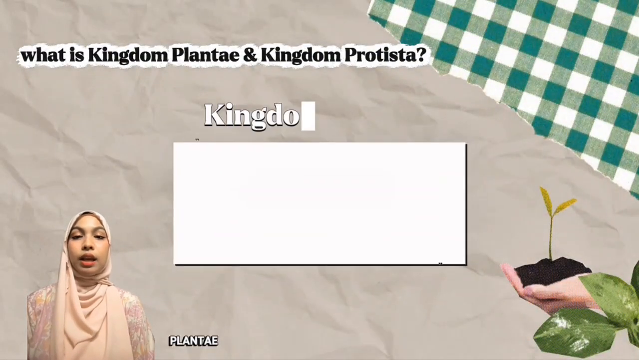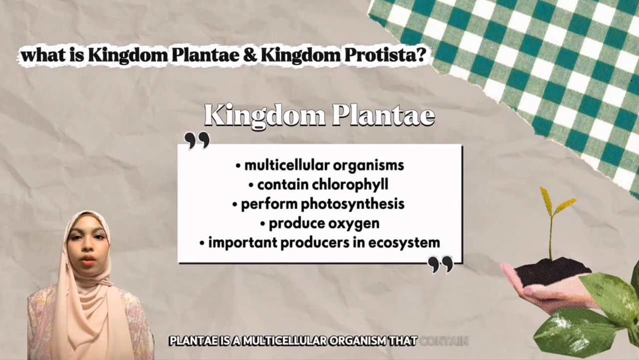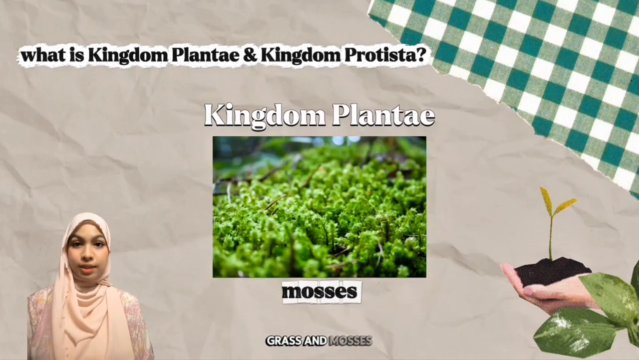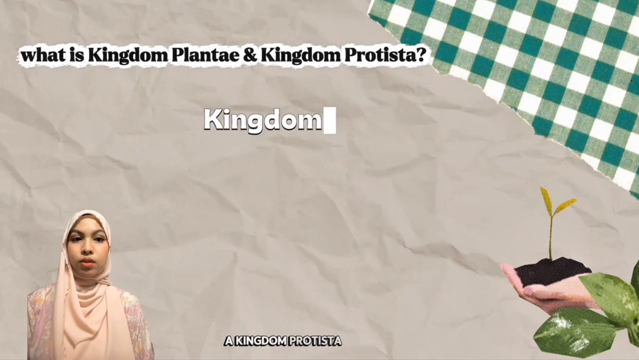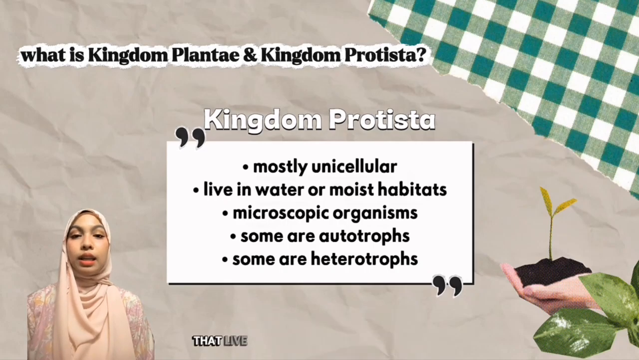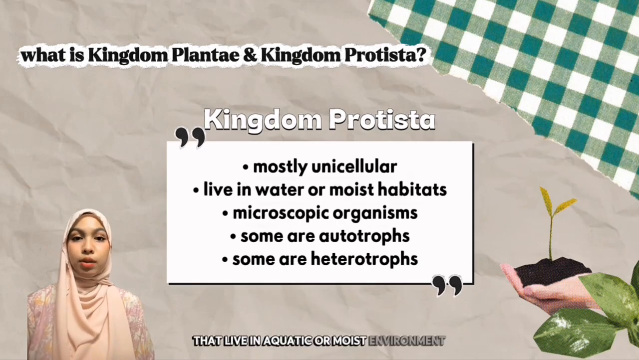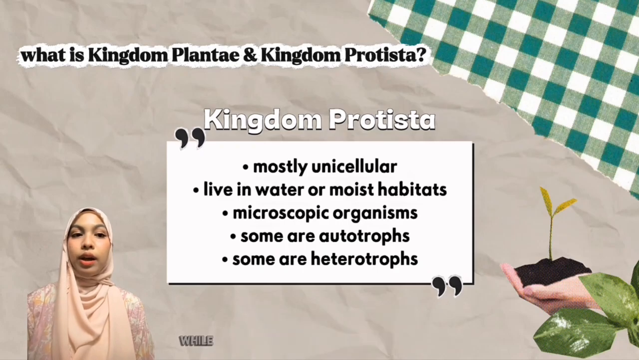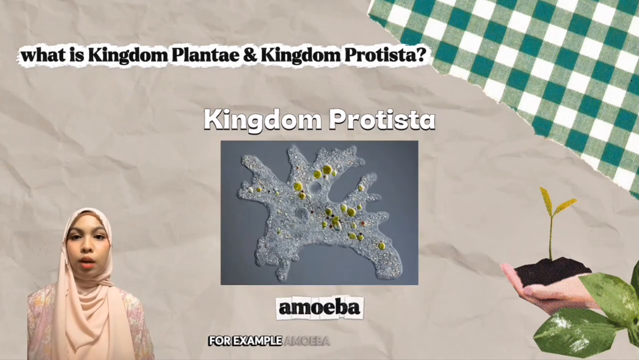Kingdom Plantae is a multicellular organism that contains chlorophyll and can make its own food by photosynthesis. For example, trees, grass, and mosses. Kingdom Protista consists mostly of unicellular organisms that live in aquatic or moist environments. Some Protista can make their own food, while others obtain food from other organisms, for example, amoeba and paramecium.